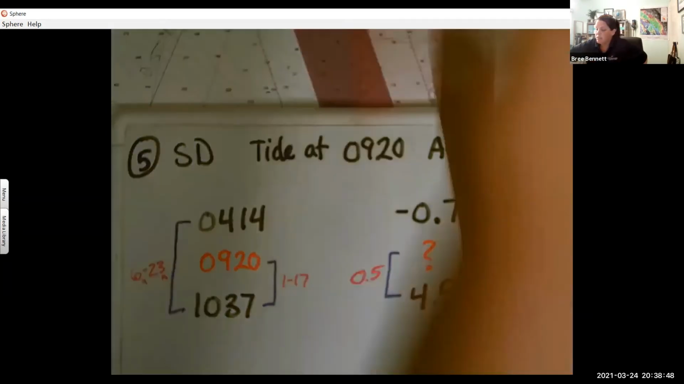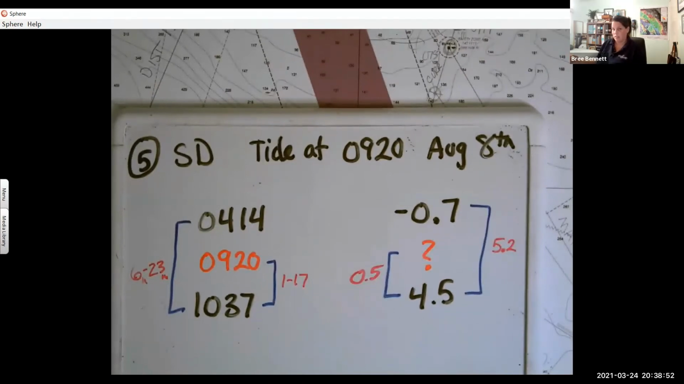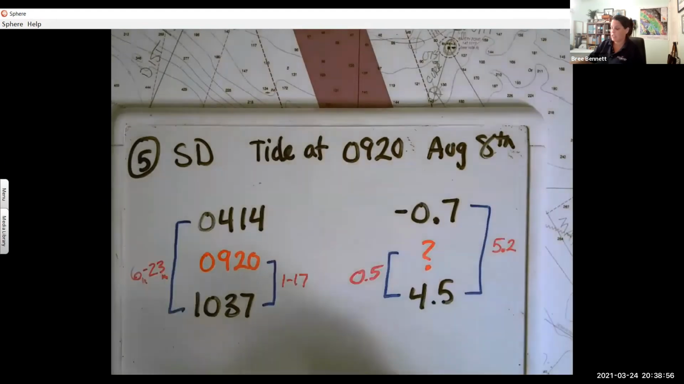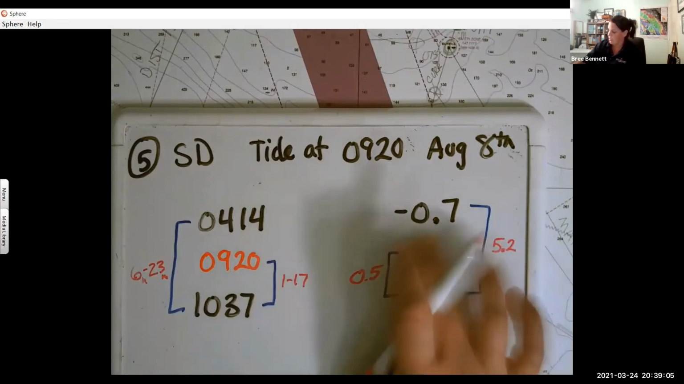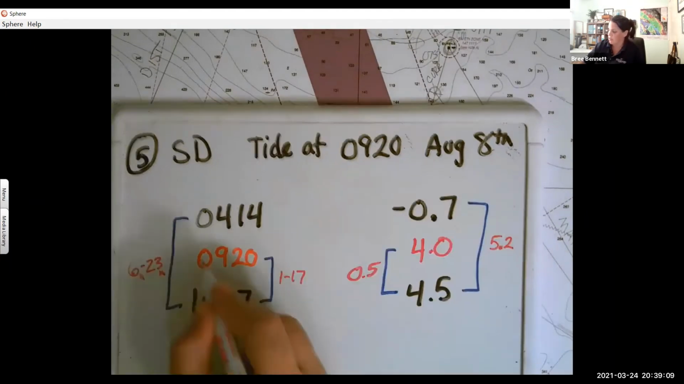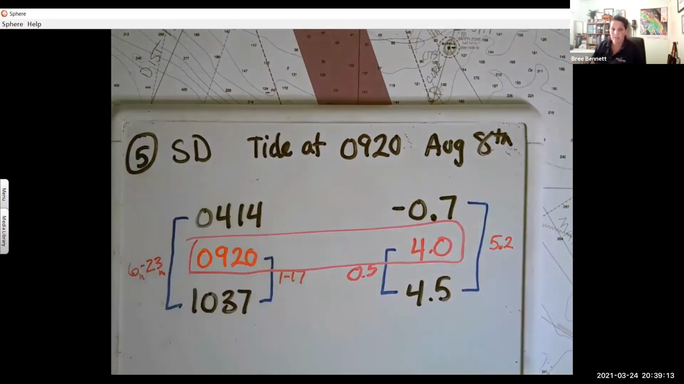So are we going to add or subtract that 0.5? Subtract. We want to keep it within the sandwich here because we topped out. This 4.5 was our high tide. So we're going to subtract, and we get a tide of 4.0 at 9:20.